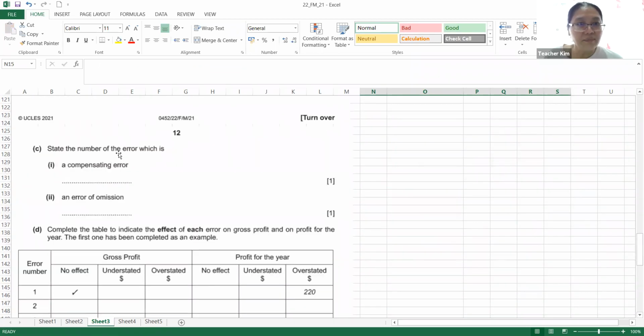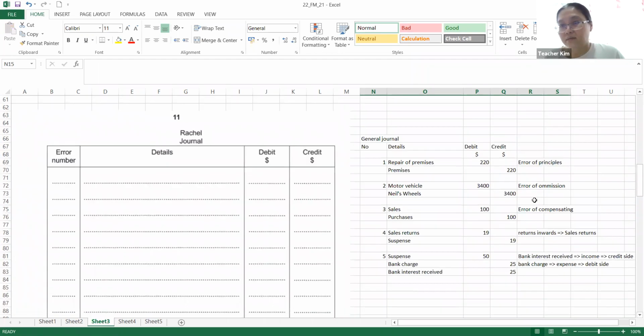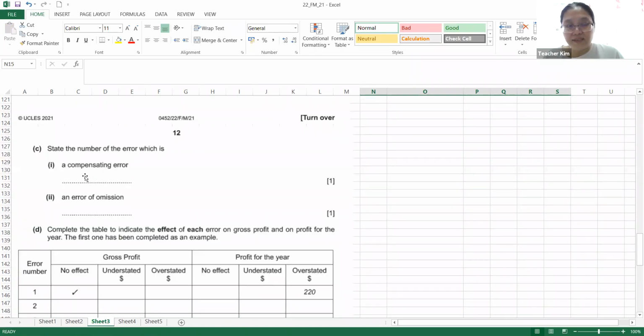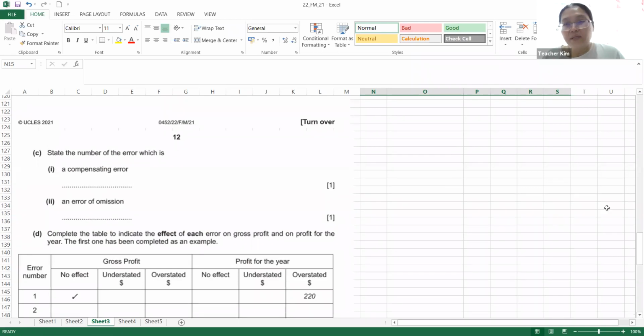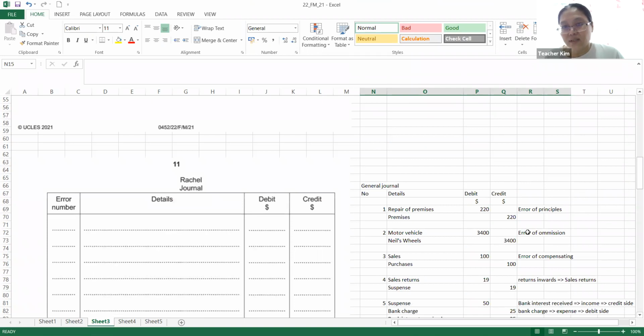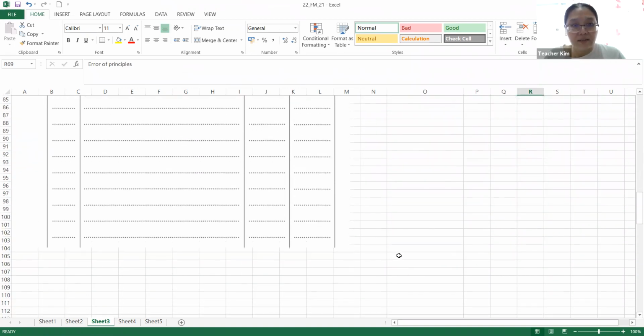Okay, now next, see what else they ask. State the number of the error which is a compensating error. Okay, number 3 is a compensating error. So your answer, number 3 is compensating. An error of omission. This one, number 2, is the error of omission. So this one is error of principle. This one is a one-side error.